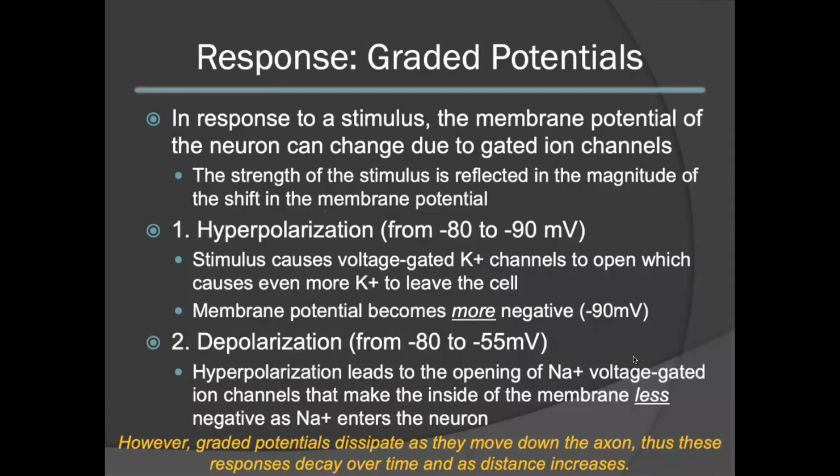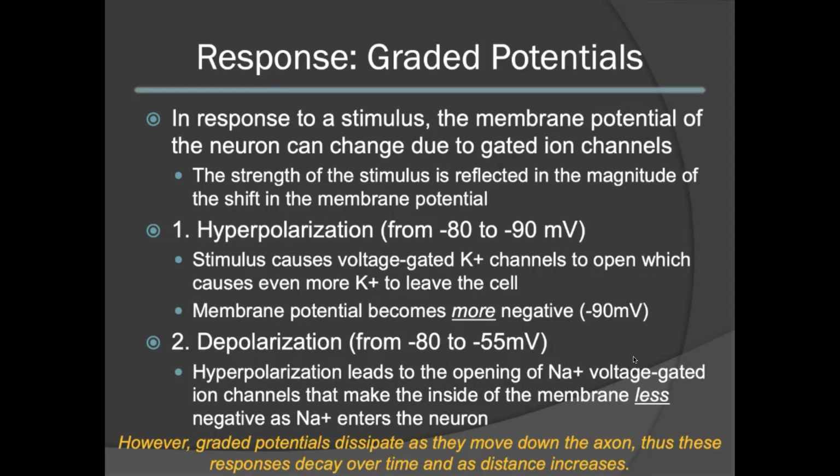We're now going to take a look at the type of response that is generated within a neuron. These can be termed as graded potentials or an action potential, which we will take a look at in a few slides. In the graded potential response, when a stimulus is exerted on a neuron, the membrane potential of the neuron can change, mainly due to the action of gated ion channels. The strength of the stimulus can often be reflected in the magnitude of the shift in the membrane potential.